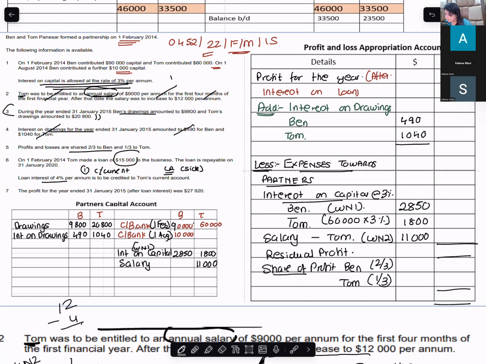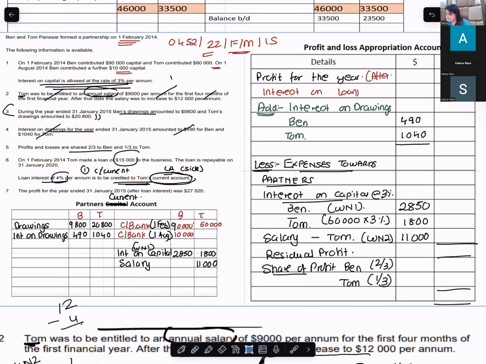Then there is loan and there is interest on loan. But they say interest on loan is to be credited to his current account. So if interest on loan is to be credited to his current account, what will I do? I will make the partner's current account. Why? Because they have told me that a current account is maintained. This is indirect information.